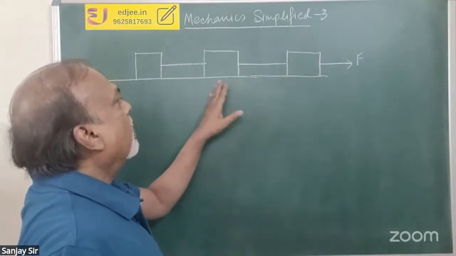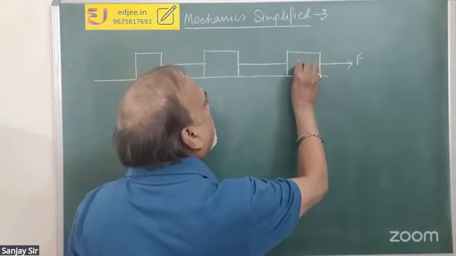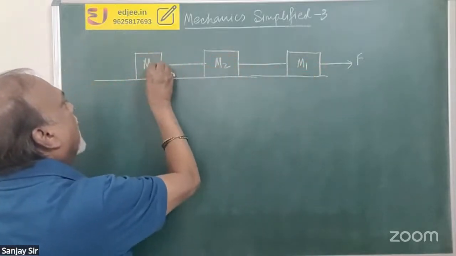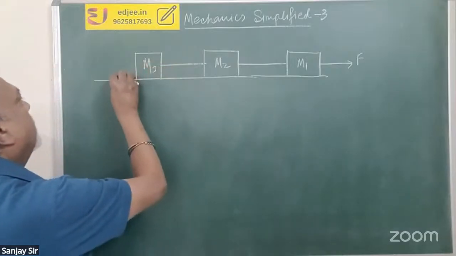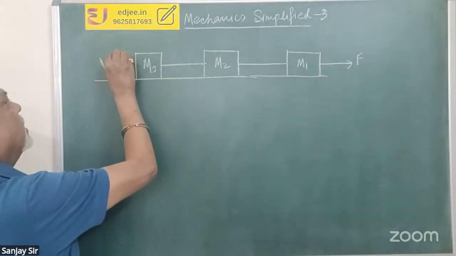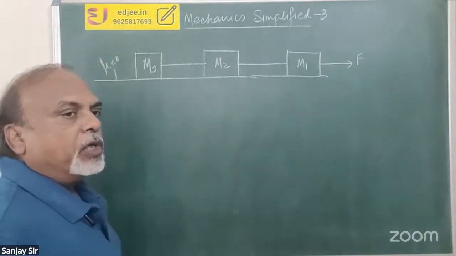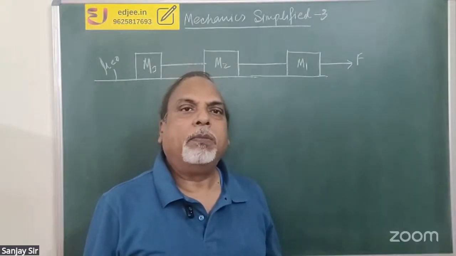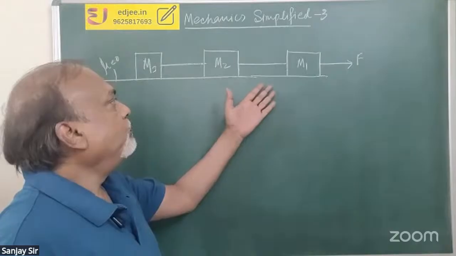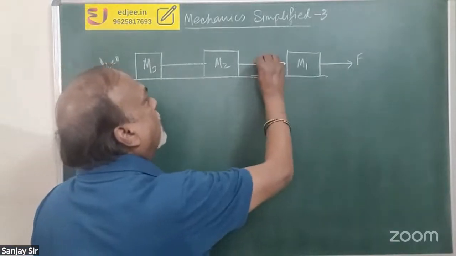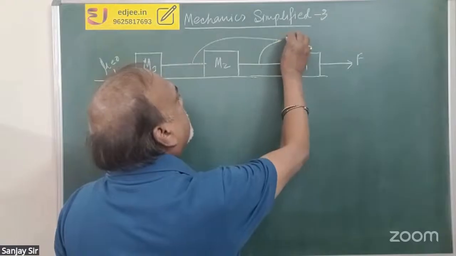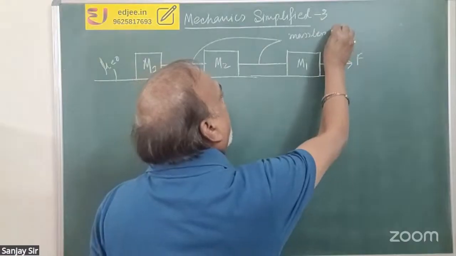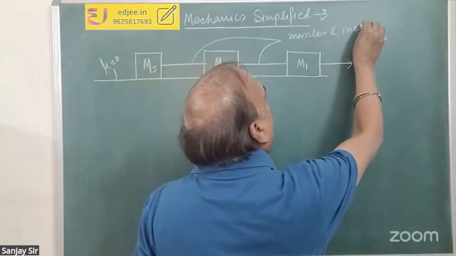These blocks are, suppose this is M1, M2, and M3, and they are placed on a smooth surface. These strings are massless and inextensible.